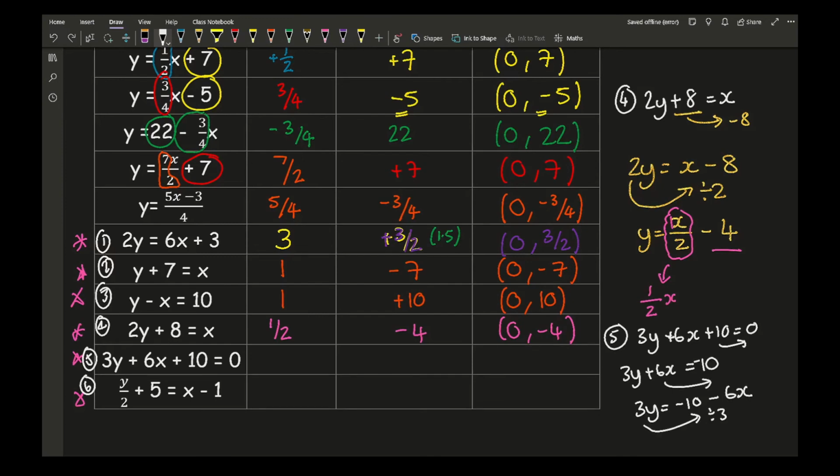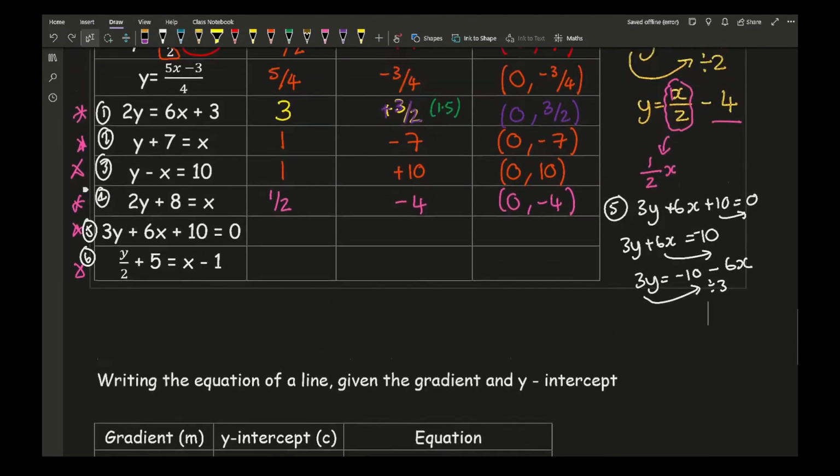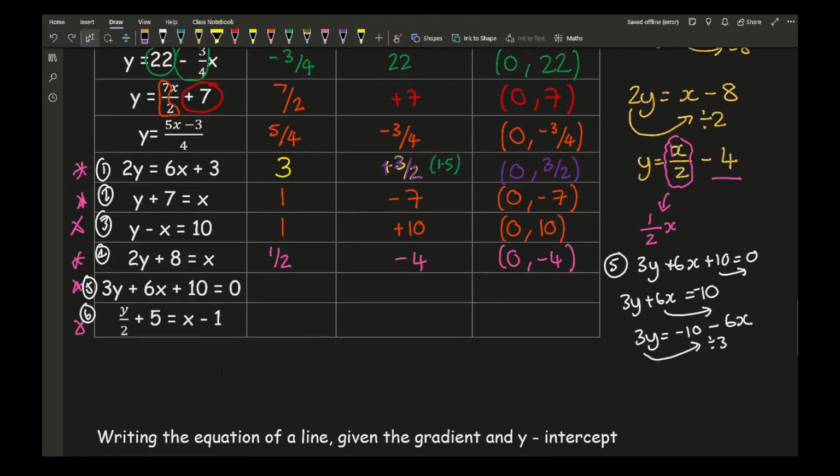If I just move the screen up a little bit so we have a bit more space. So from this, what I've then got is y equals minus 10 over 3 minus 6 over 3, which is 2, so it's 2x.